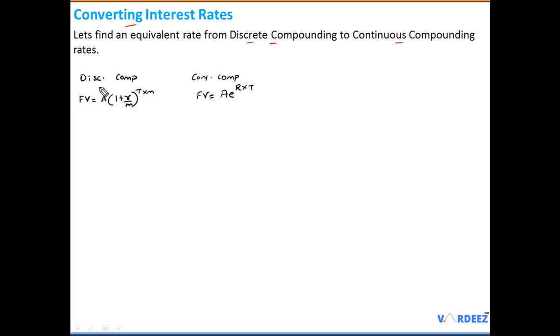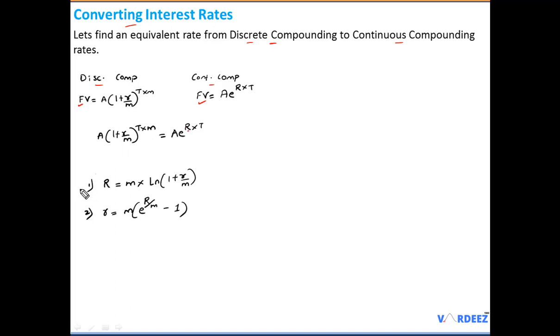Alright, now as you can see, I have these discrete compounding and continuous compounding formulas. Both these formulas give the final answer as the future value. So I can rewrite this equation as this, and the right hand side gives me the future value as well. Now these are the two formulas that we have to find the equivalent rates. To arrive at this particular formula, we can just solve this algebraically, and we can find both formulas.